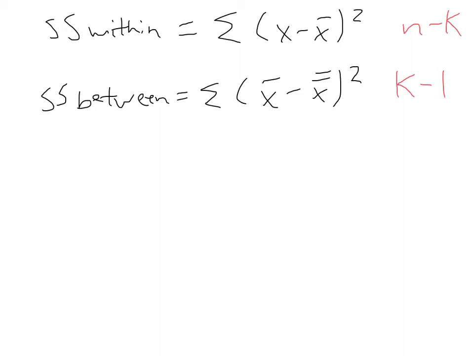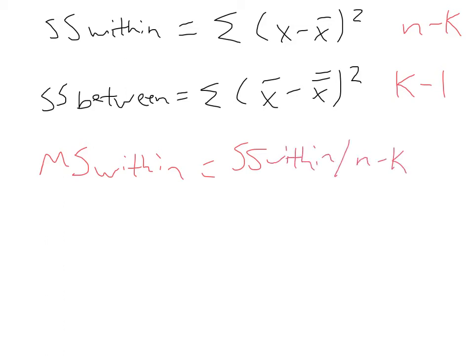Okay. So if I took my sum of squared and divided it by the degrees of freedom, we collect what's called your mean squared value. Okay. So your MS within is just SS within over n minus k. And your MS between is just SS between over k minus 1.